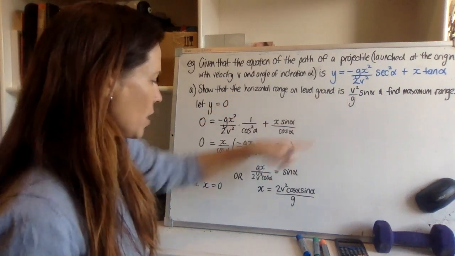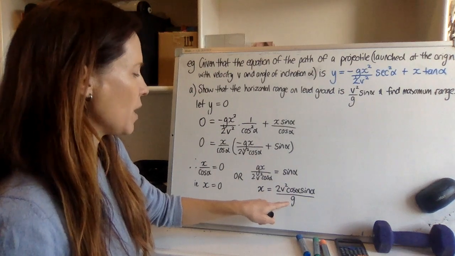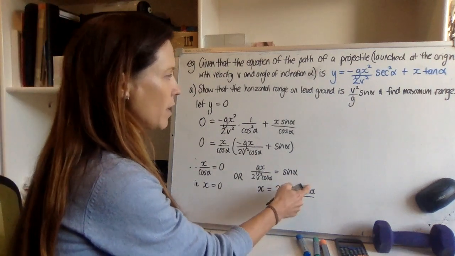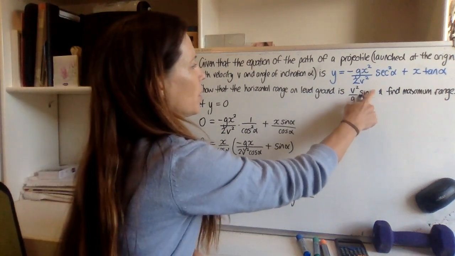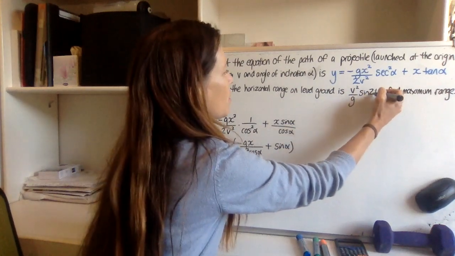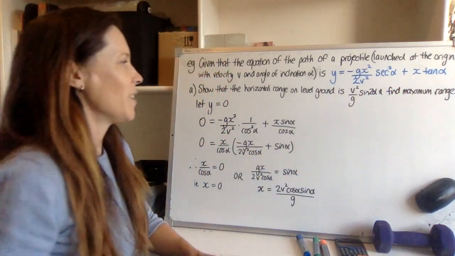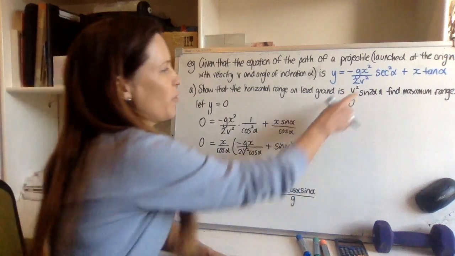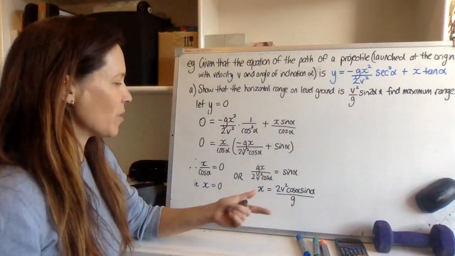V squared on g, well that's looking good, but then I've got 2 cos alpha sine alpha, and they've got, actually this is a mistake in the question, it's meant to be sine 2 alpha. That'll help. Now keeping an eye on your finish line helps you to see whether you're getting there or not.